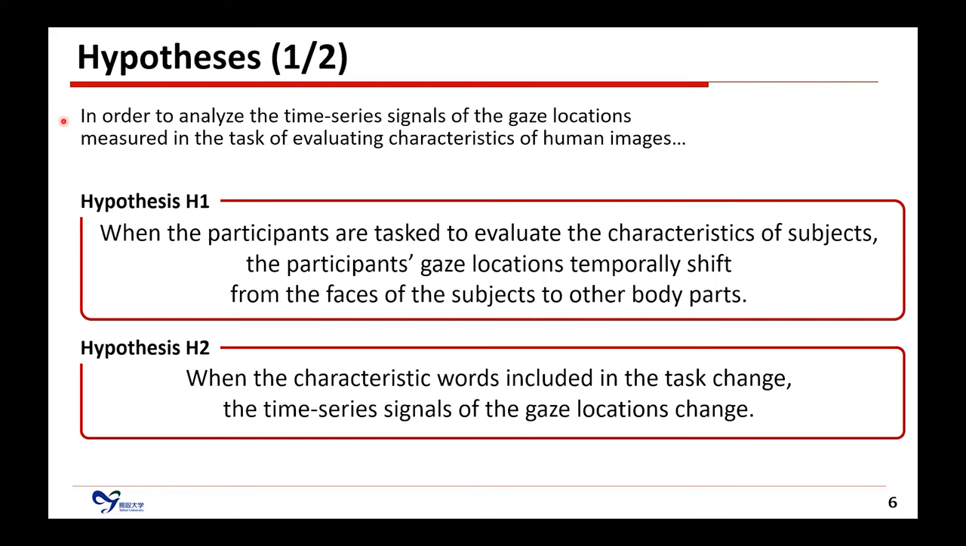In order to analyze the time series signal of the gaze location measured in the task of evaluating characteristics of human images, we formulated two hypotheses. Hypothesis 1: when the participants are tasked to evaluate the characteristics of a subject, the participants' gaze location temporarily shifts from the face of the subject to other body parts. Hypothesis 2: when the characteristic word included in the task changes, the time series signals of the gaze location change.